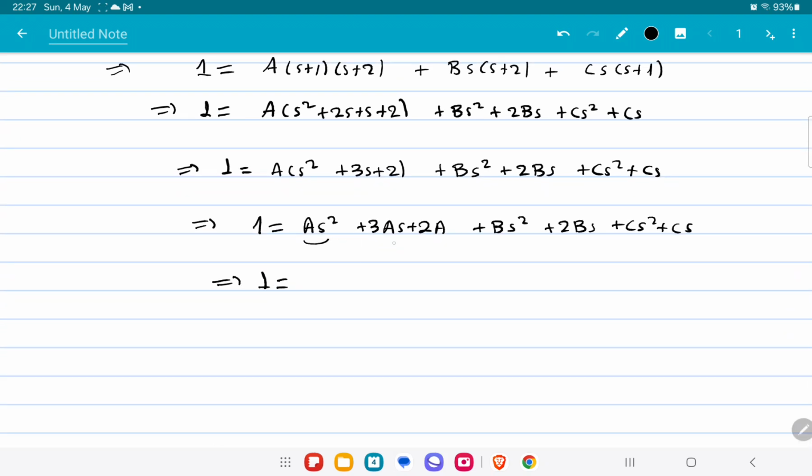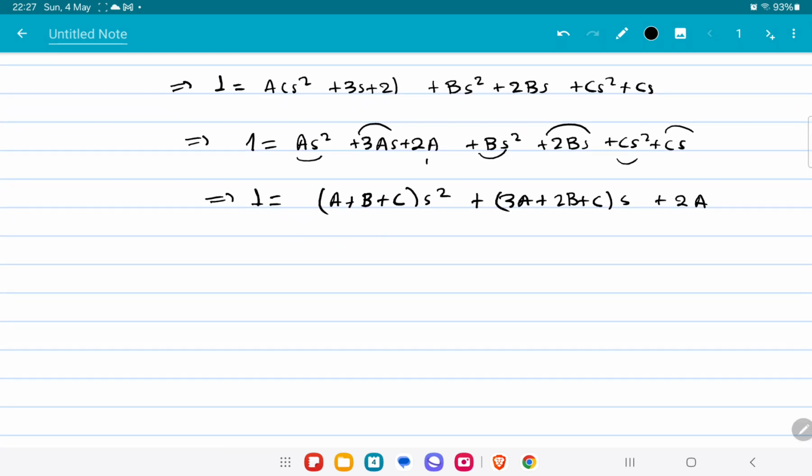Let's collect the terms that involve the s squared. (A plus B plus C) s squared, plus (3A plus 2B plus C) times s, plus 2A.